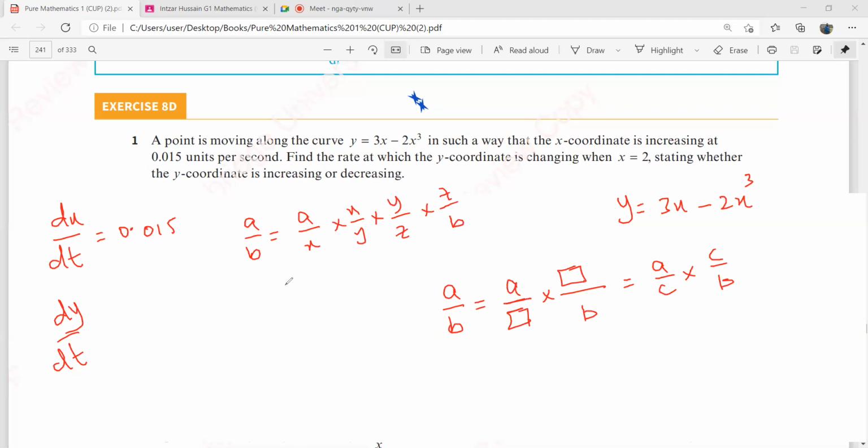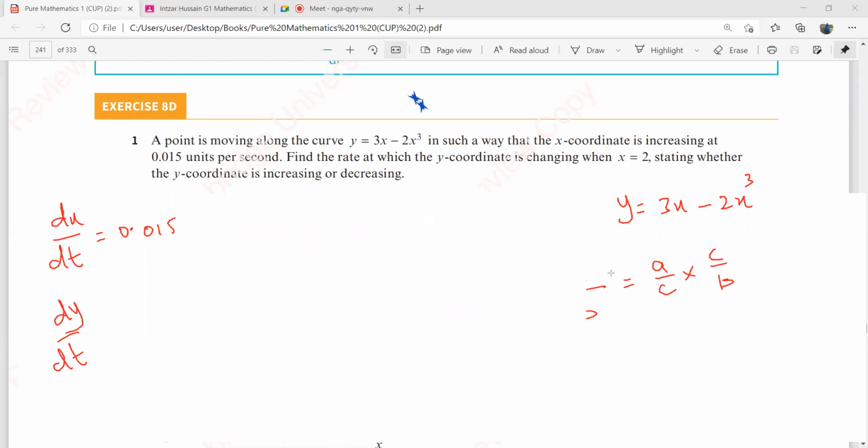So you see this a over b has been written as a product of four different fractions. So we'll be using this chain rule over here to find the rate of change of y. Now you see that you have got this y with you, and you find this dy by dx, so that will be 3 minus 6x squared.